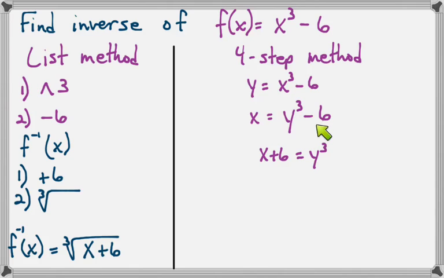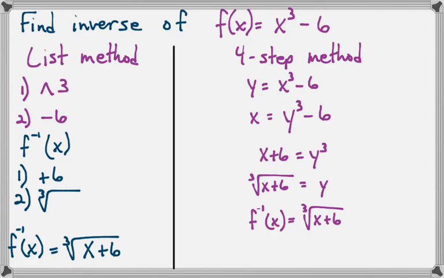Now I'm going to add 6 to both sides. So now we have x plus 6 equals y cubed. And now I've got to solve for y. So the last thing I'm going to do is uncube it, and to do that I have to do the cube root of both sides. Okay, so now I have y equals the cube root of x plus 6, and I replace the y with f inverse. And so now you can see that this function and this function are the same. And it really doesn't matter which method you choose as long as you are very, very comfortable with one or the other.